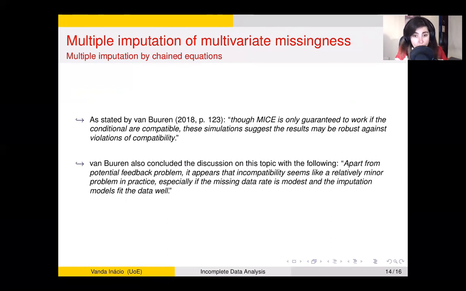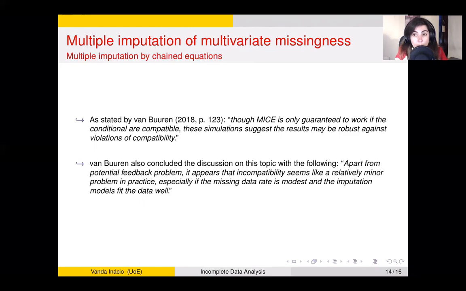And he also concluded the discussion about compatibility in his book on the next page, I think, page 124, saying that, apart from a potential feedback problem, which we will look at in the next video, but it arises from regression models or imputation models that are not well specified, incompatibility seems like a relatively minor problem in practice, especially if the missing data rate is modest and the imputation models fit the data well.